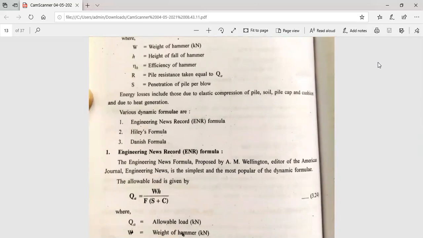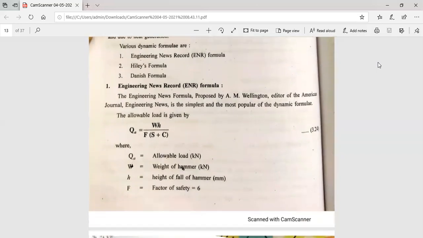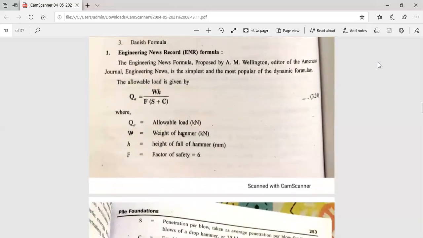Energy losses include those due to elastic compression of the pile, soil, pile cap, and cushions, and due to heat generation. The various dynamic formulas are the Engineering News Record formula, known as the ENR formula, Hiley's formula, and Danish formula. The Engineering News Record formula, proposed by Wellington, editor of the American Journal Engineering News, is the simplest and the most popular of the dynamic formulas.